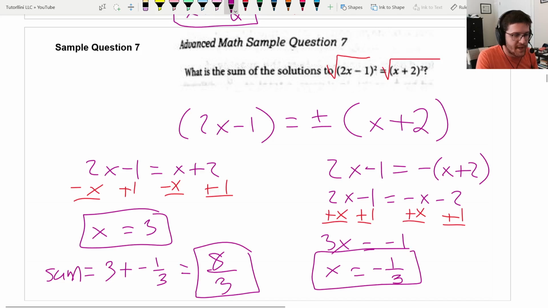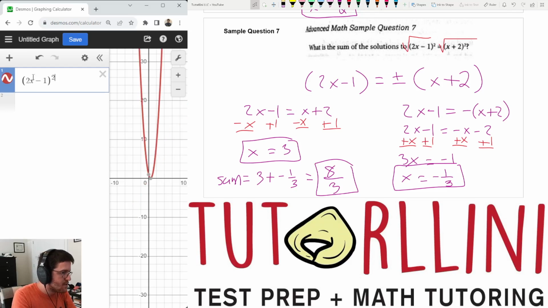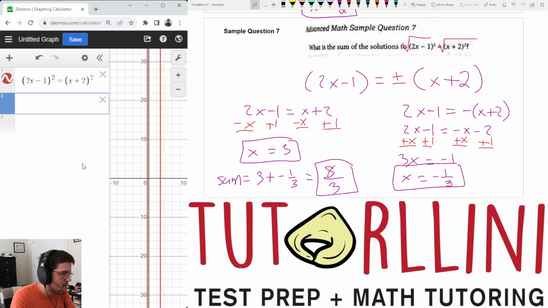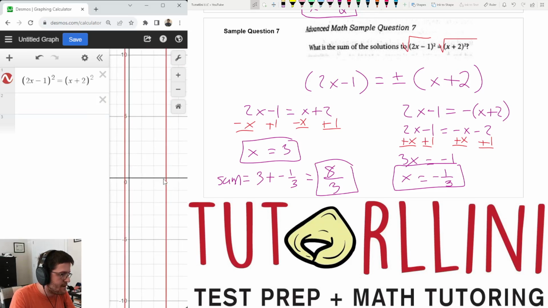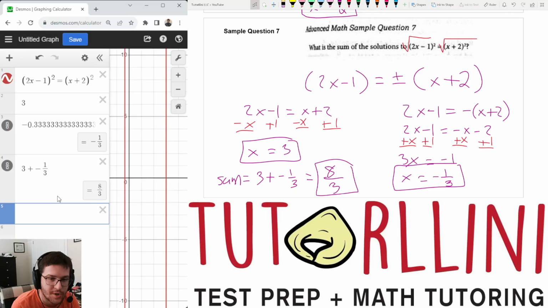Okay, so I think it would be a lot easier to do this one using Desmos. So let's go over that. So 2x minus 1 squared equals x plus 2 squared. Okay. Tells me one of them is 3. And then it tells me the other one is negative 0.3 repeating. So let's type that in, negative 0.33333. And change to a fraction. It tells me negative 1/3. Okay, so now let's find the sum. 3 plus negative 1/3. And it tells you the answer is 8/3.